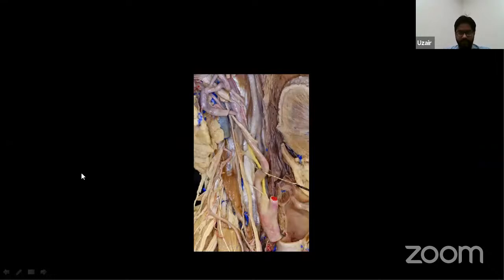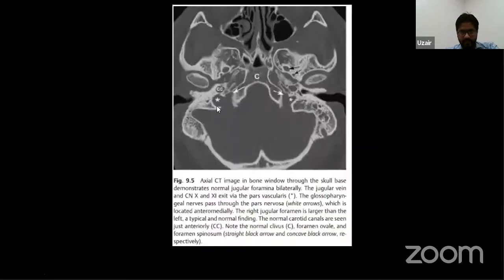So this is all about the anatomical course of the glossopharyngeal nerve. Now coming to the radiology to visualize the jugular foramen. Again, I have described it earlier in the discussion of the jugular foramen. We have this clivus here. This is the carotid canal. This is the pars vascularis, and this is the pars nervosa of the jugular foramen.